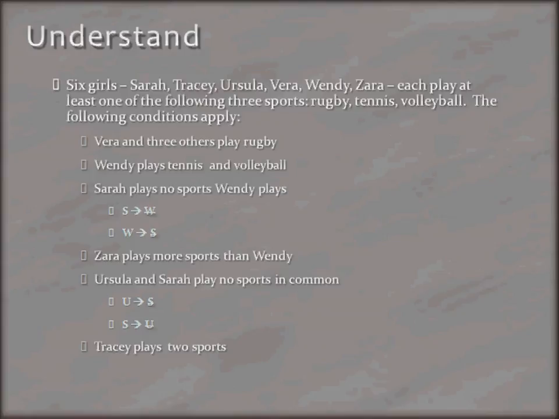I found 2 that are easily translated to formal logic. Sarah plays no sports Wendy plays is the first of these 2. We can write this in if-then format as shown here. If Sarah plays a sport, then Wendy does not play the sport, because Sarah and Wendy play none of the same sports. We also know that the contrapositive is true. If Wendy plays a sport, then Sarah does not play a sport.